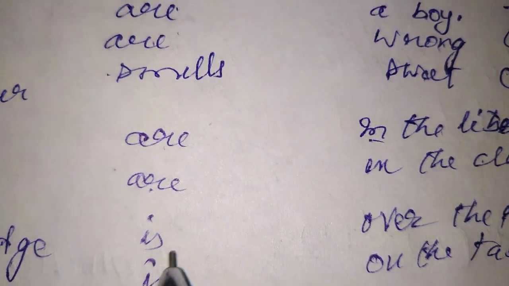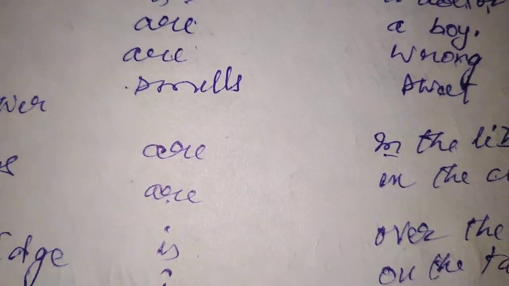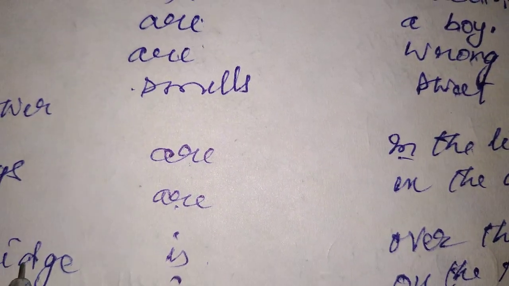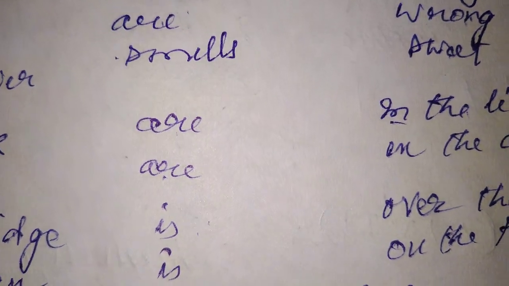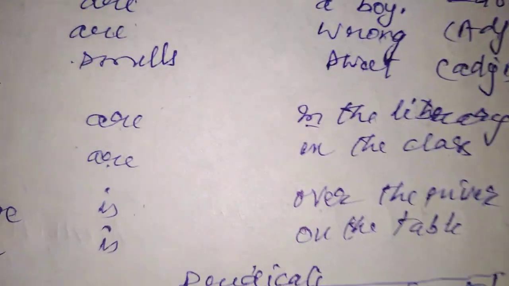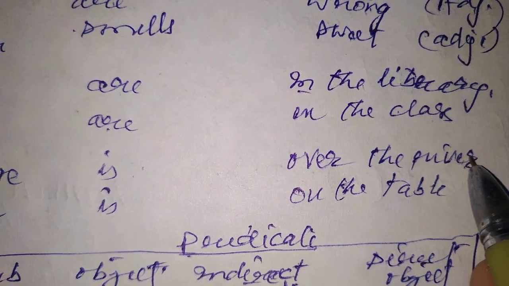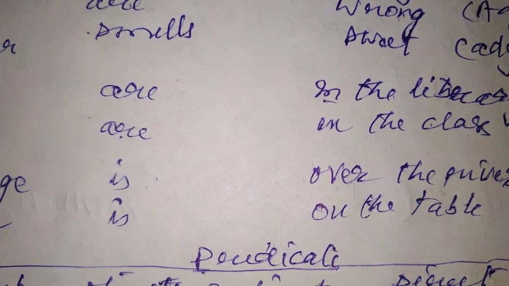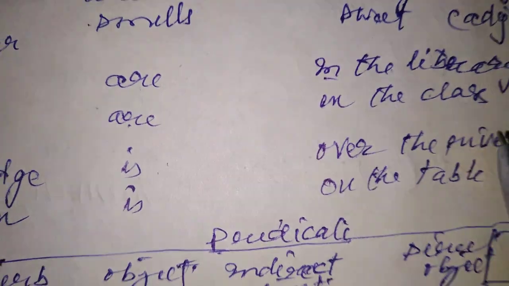Last, the bridge is over the river. पुल, ब्रिज माने पुल, इज माने है, ओवर द रिवर नदी के ऊपर. ब्रिज नदी के ऊपर है. सो ये भी ओवर द रिवर मीन्स एडवर्बियल फ्रेज है.